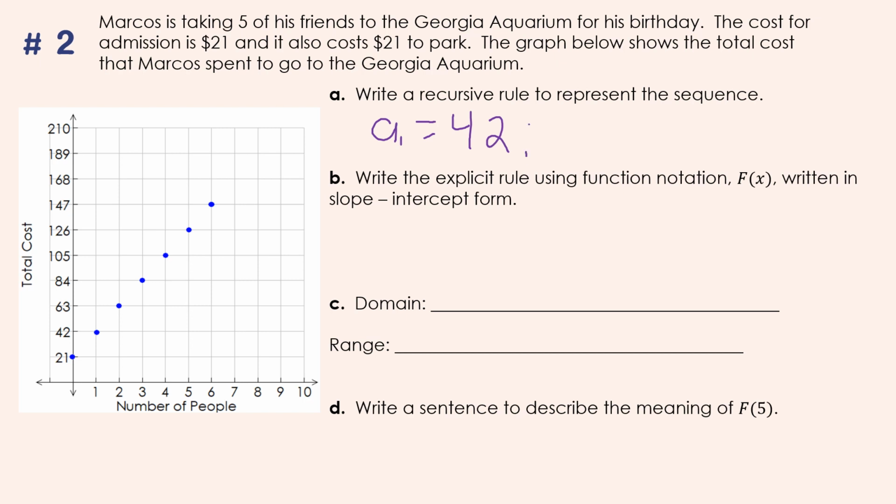Now we write the rule of how you find a term, a sub n. I'm going to use any previous term, and I'm going to add $21.